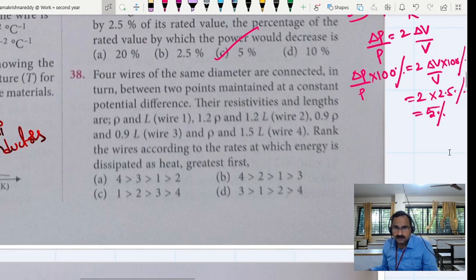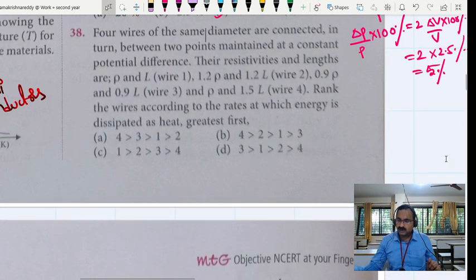Next, question 38. Four wires of the same diameter are connected in turn between points maintained at a constant potential difference. Their resistivities and lengths are rho and L, 1.2 rho and 1.2 L, 0.9 rho and 0.9 L. Totally four wires are given, and we have to rank the wires according to the rate at which energy is dissipated as heat, greatest first. You have to focus on the formula for power. Power formula you already know: I square R, V square by R, V into I. According to that, we take it.